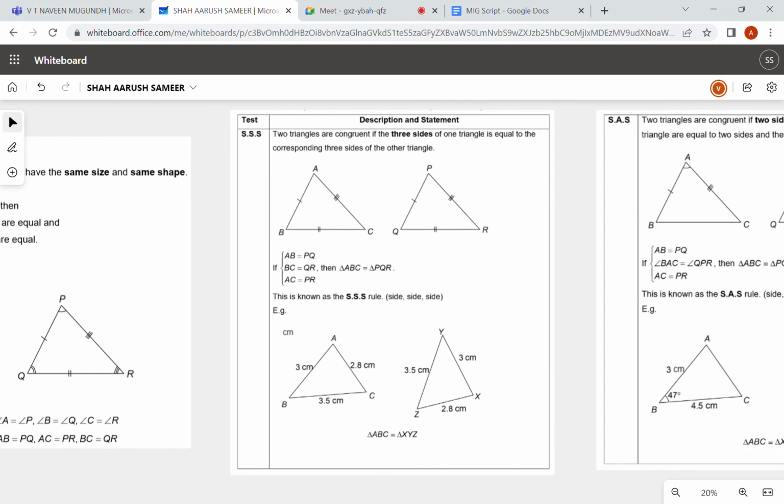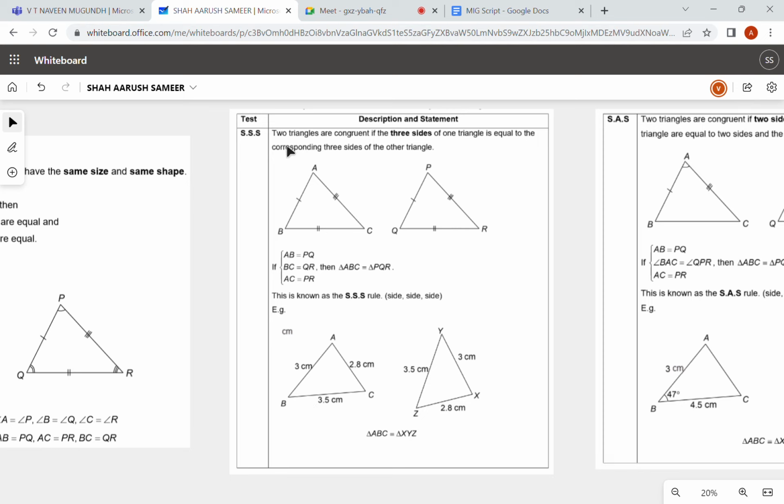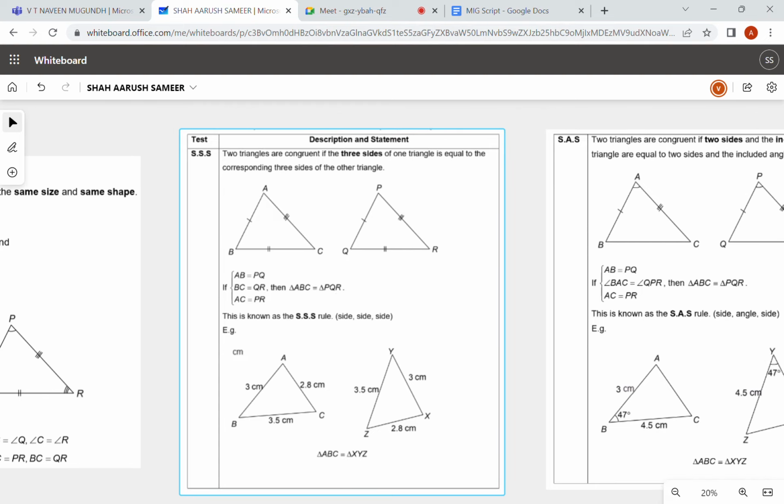So the first test for congruency is SSS. Two triangles are congruent if all the three sides of one triangle are equal to the corresponding sides of the other triangle. So you can view this as if two triangles have the exact same lengths of their sides, then they must be the same triangle and the angles must also be the same. So as shown in the diagram, if AB equals PQ, BC equals QR, and AC equals PR, then triangle ABC is congruent to triangle PQR.